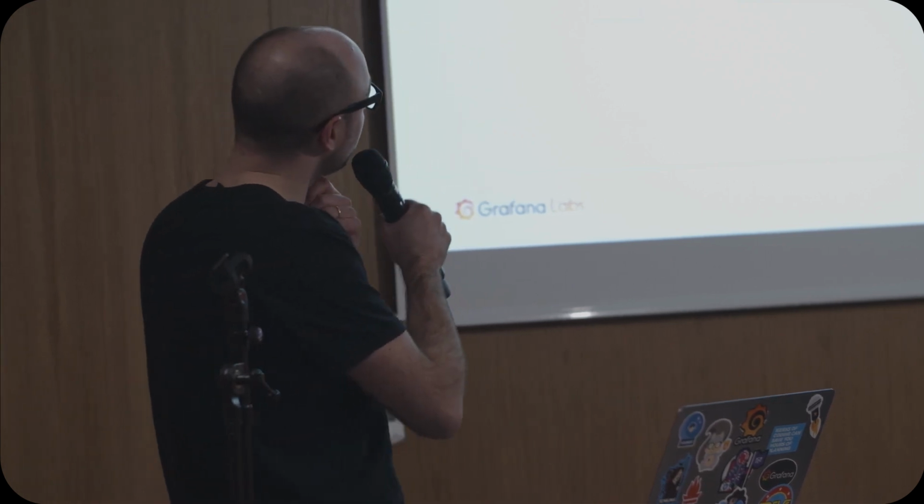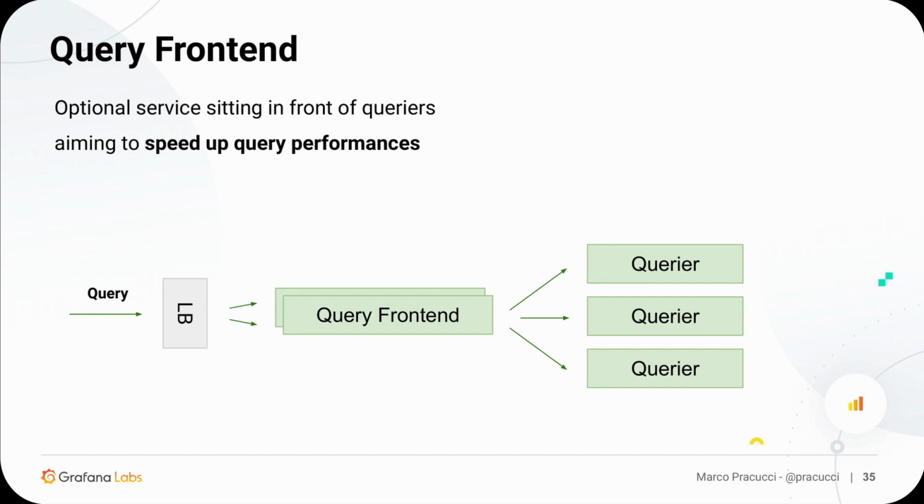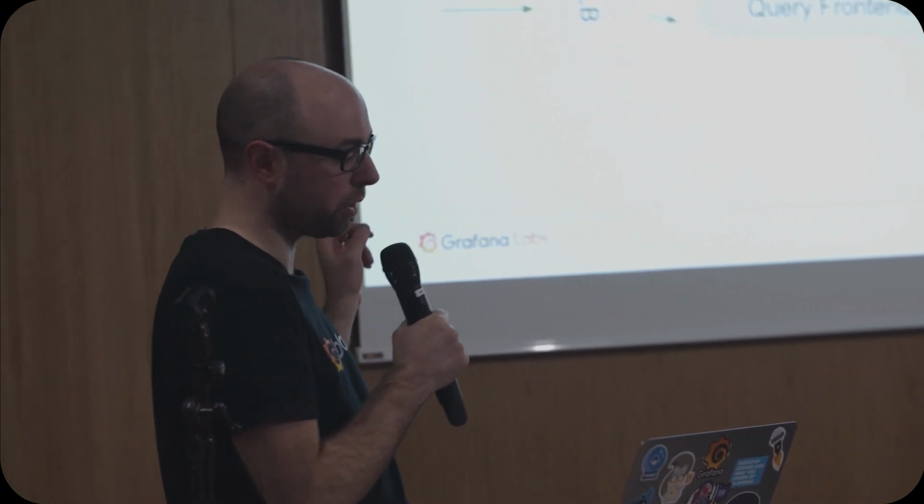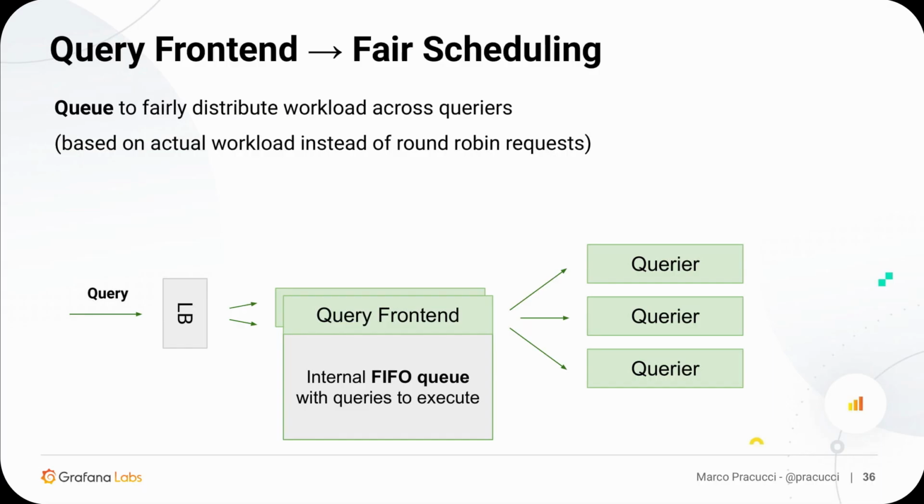But before leaving, there's one last thing I would like to talk about, which is a fairly new service we introduced. It is an optional service you can put in front of the queriers and is used to speed up the query performance. And it's the query frontend. Now, the query frontend does two things. The first one is fair scheduling.